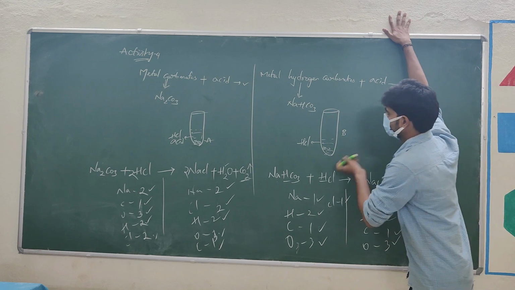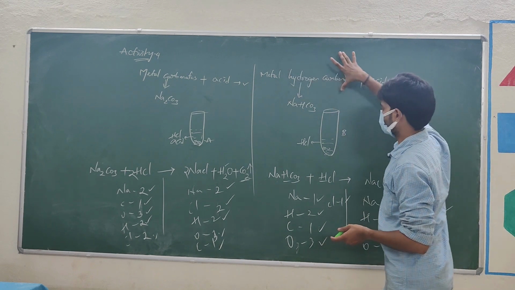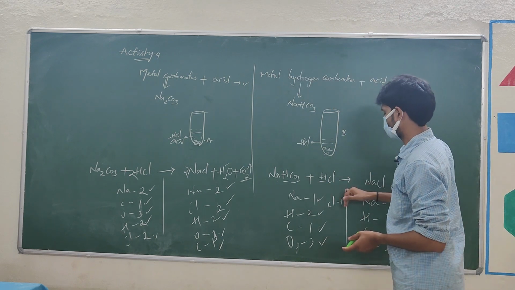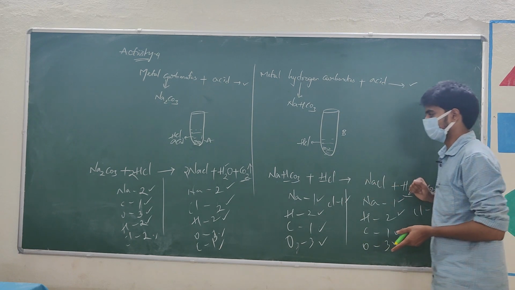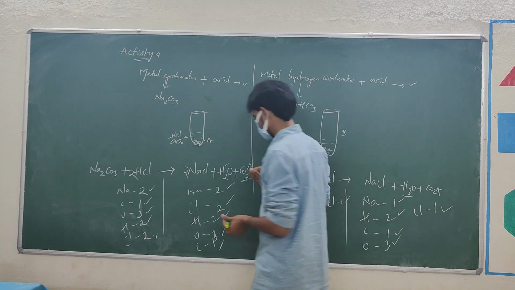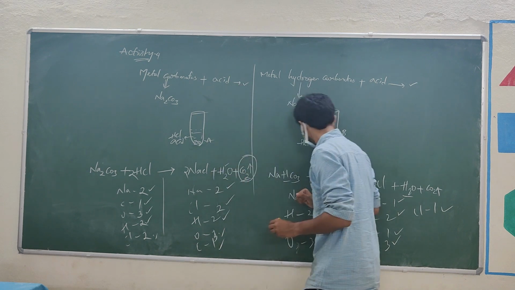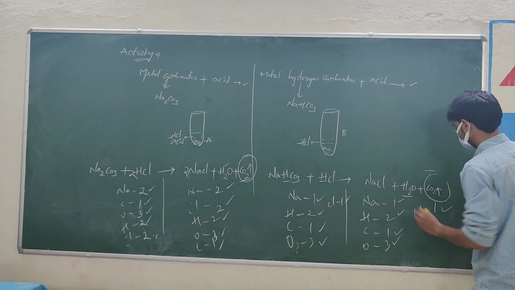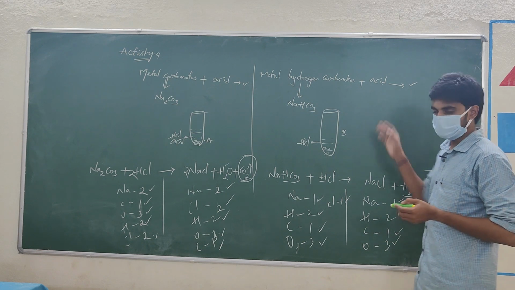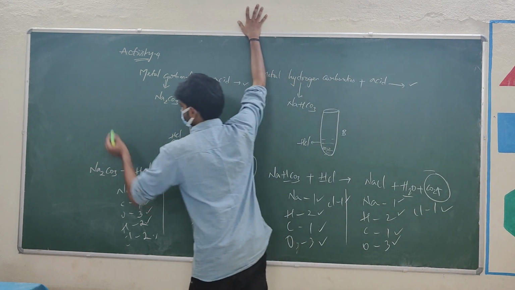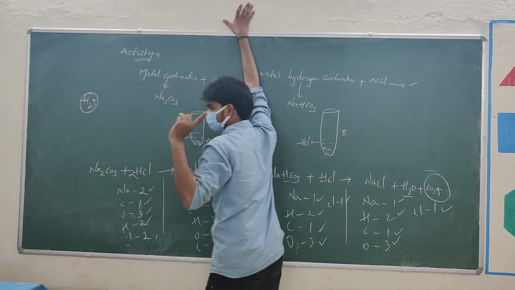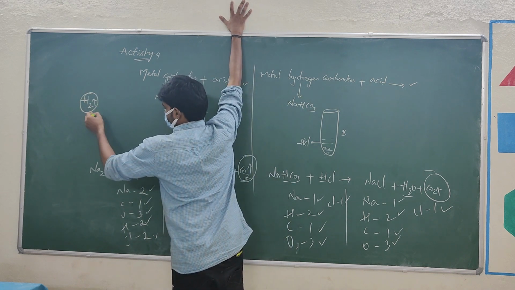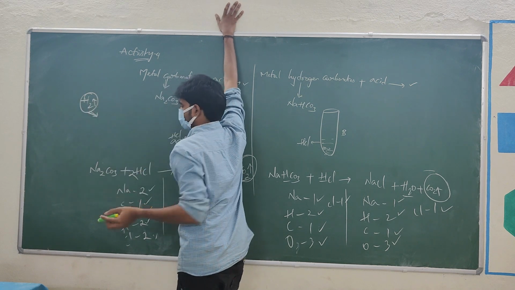Now in this case also, when metal hydrogen carbonate gets reacted with an acid, we got a salt, water and carbon dioxide. As I said, carbon dioxide gas gets liberated. In the previous activity, when H2 gas was evolved, we needed to do a test. Similarly, you need to check whether the gas evolved is CO2 gas.